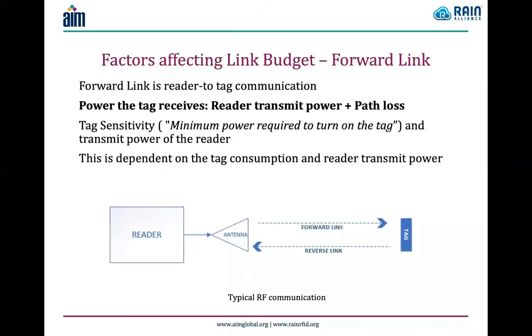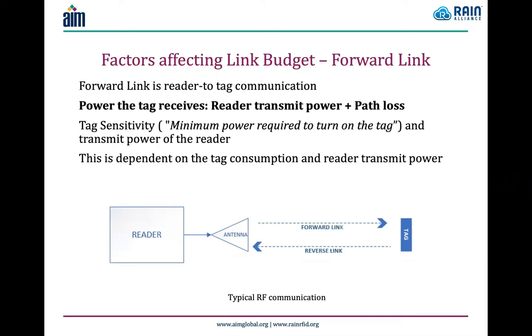Now, we are aware that both reader and tags talk in a typical RAIN RFID system. So we have got two separate lanes, forward and reverse, as it was explained earlier. Forward link is the reader to tag communication, and it is dependent on the power received by the tag to wake the tag up. As the equation here highlights, power of the tag received is equal to the sum of reader transmit power plus the path loss. The two main factors that affect the forward link are tag sensitivity and the transmit power of the reader, each of which have their own factors.